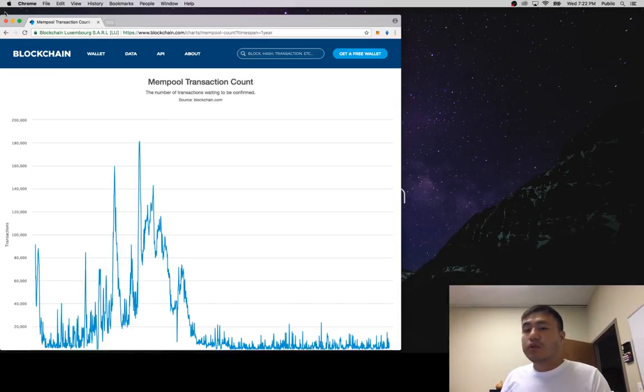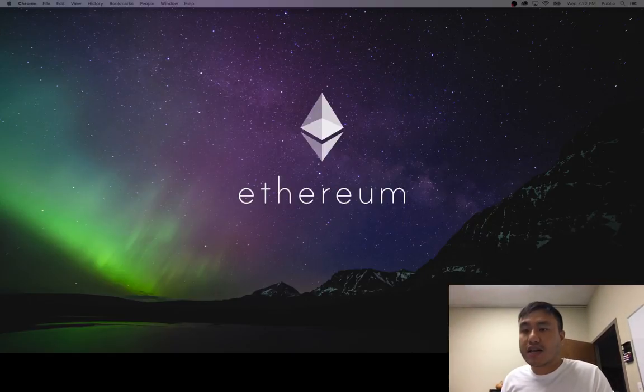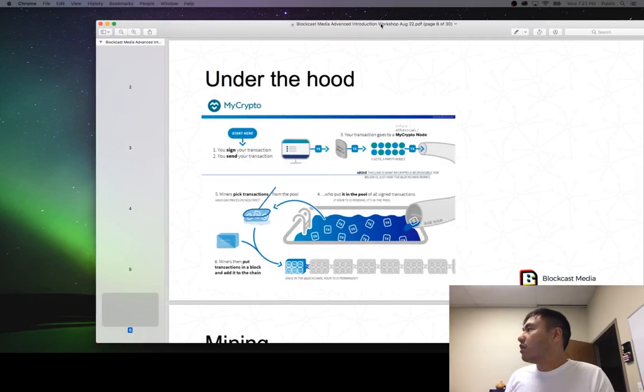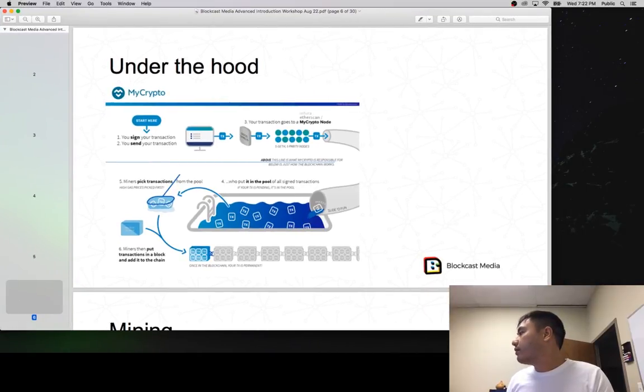Okay. Oops. Close the wrong one. Okay. We'll just close the mempool transaction here, and we will reopen the PDF with the slides. There we go. Okay, so moving on.